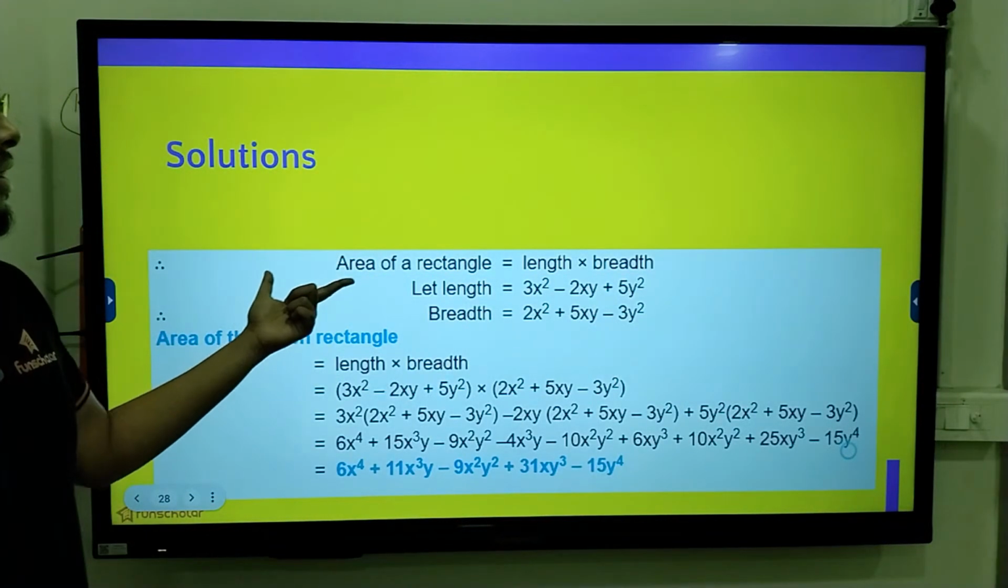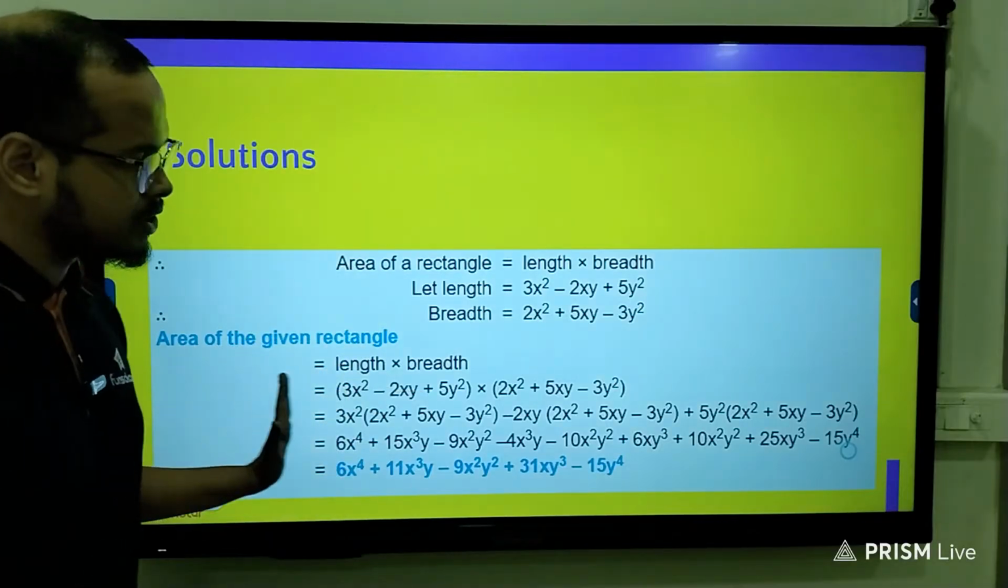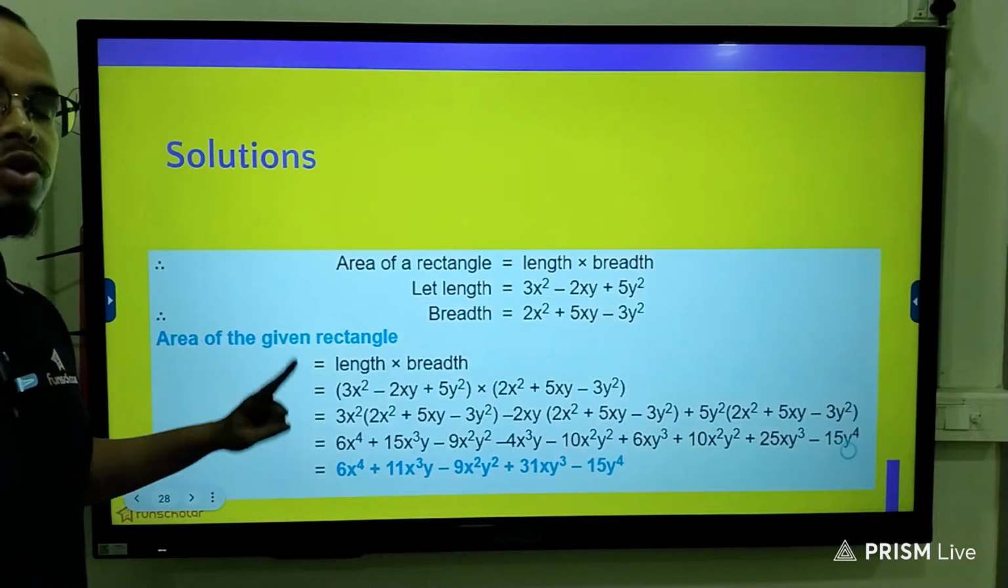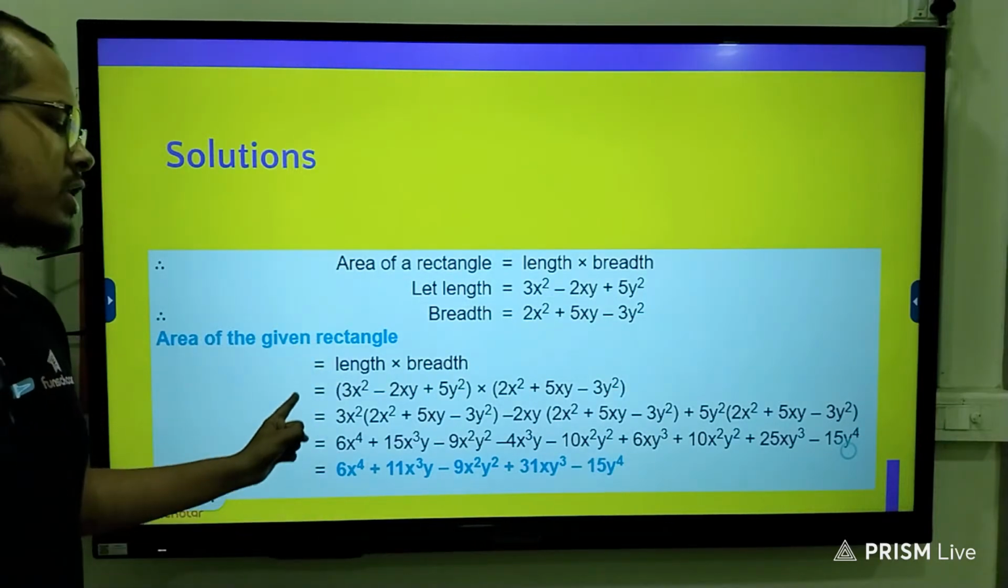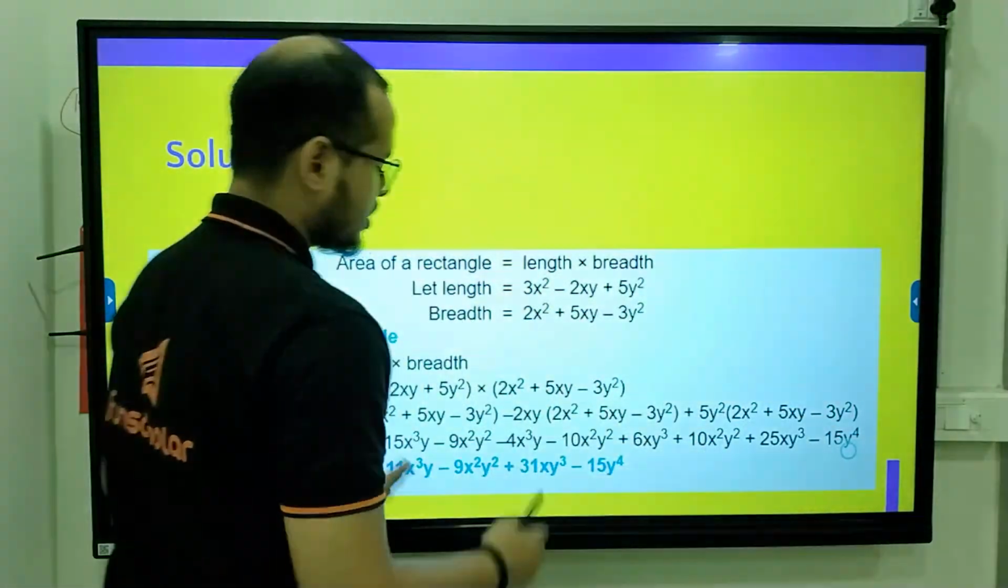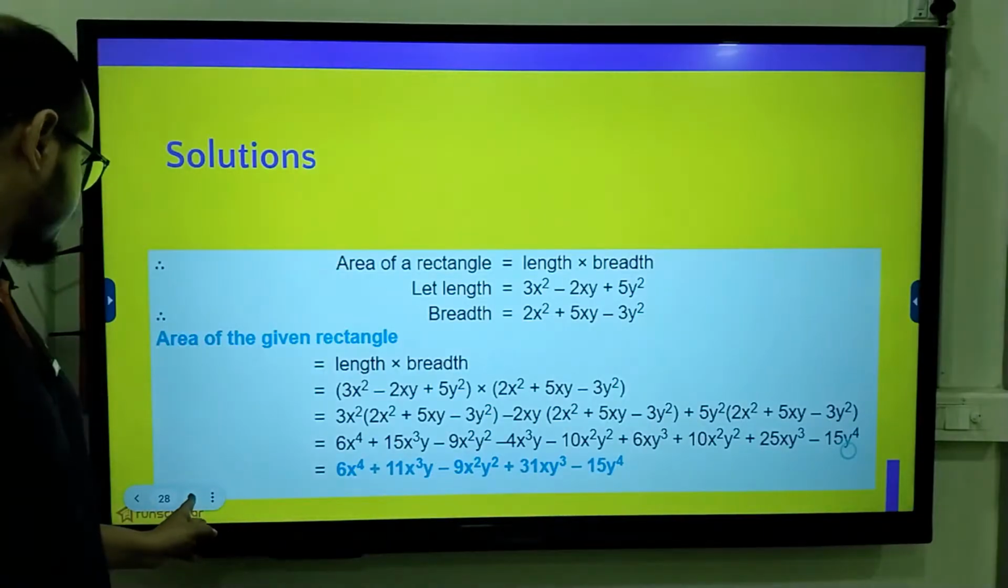Next, area of a triangle, length into breadth. So we have to do this entire calculation. Okay, so this is very easy. You just have to make sure you're not repeating anything and that you're writing all the things, assembling all the like terms one after the other and solving the equation.